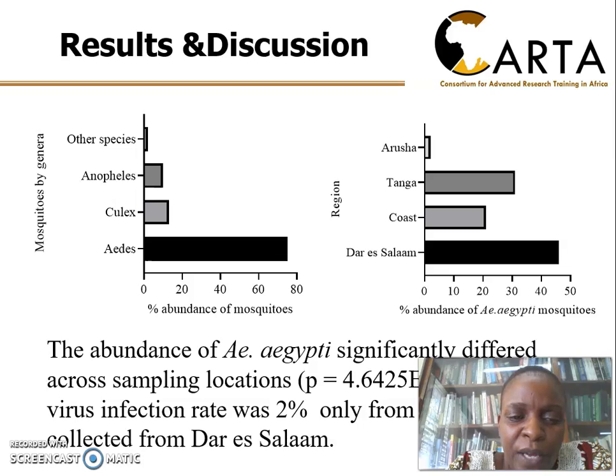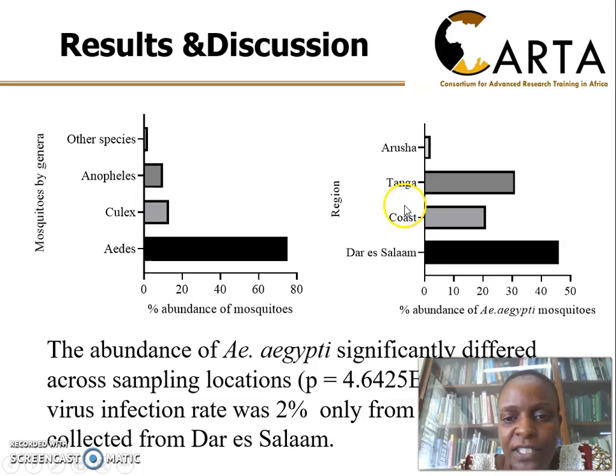morphologically. Because we are interested in the dengue vector, we further characterized the mosquitoes from Aedes genera, and the morphological identification revealed that all the collection were actually Aedes aegypti, and the distribution of the vector across the sampling regions is as shown in this figure. High abundance was obtained from Dar es Salaam, followed by Tanga and the Coast region.